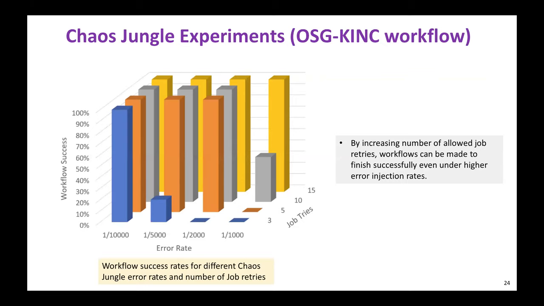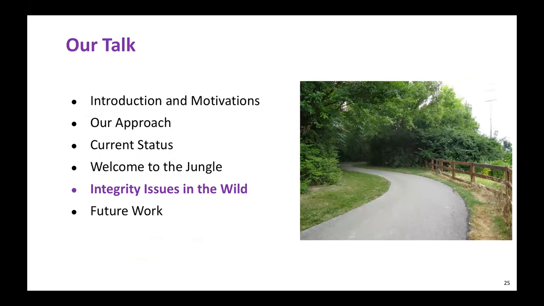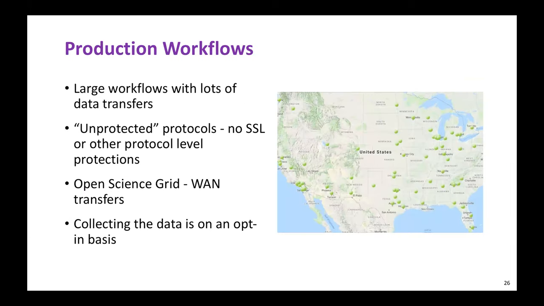So we tested the workflows with Pegasus integrity checking on the testbed infrastructure, right? And we saw that it could recover from failures, it could detect the integrity errors. We then went ahead and released the Pegasus version, as Mark said, and we had production workflows opt into this integrity checking feature. These are really large workflows with data transfers, many of them wide area data transfers, and many of them might not have protected protocols like SSL, so they might be just using HTTP for transfers.